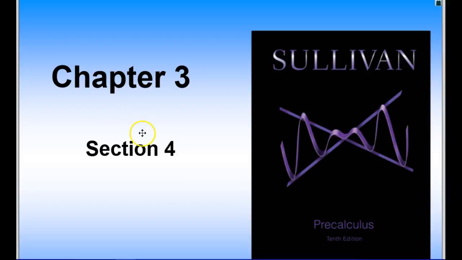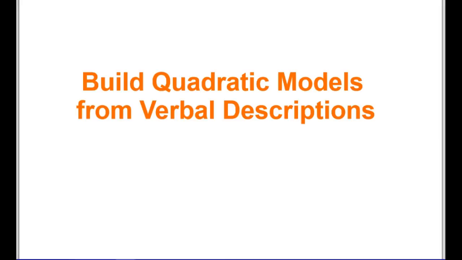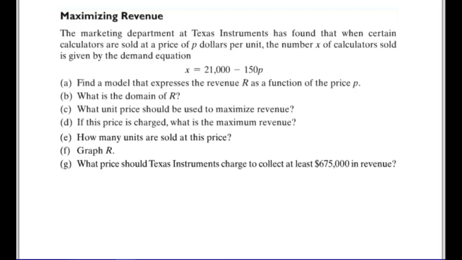All right, here we're looking at section 4 in chapter 3. And our learning targets for today, we're going to be building quadratic models from verbal descriptions and then building those quadratic models from data. And whenever you see this calculator thing, that's where I'm going to be showing you how to use Desmos because that's something you will always have when you have internet access. Okay, so first we're going to start with some verbal descriptions.